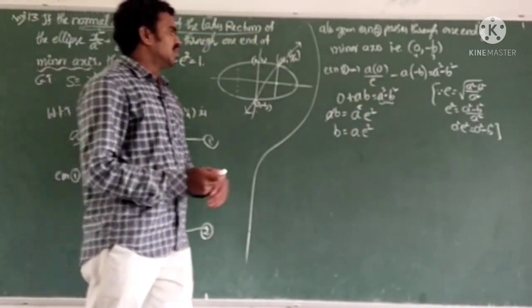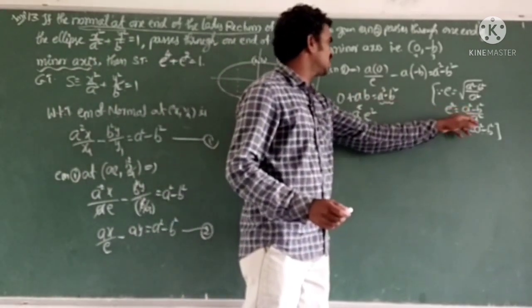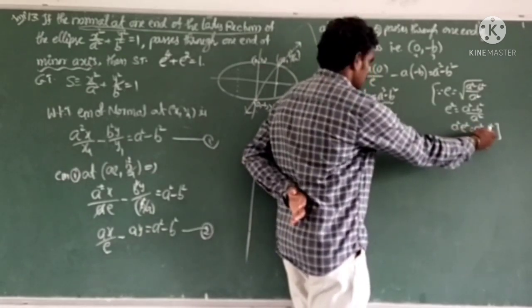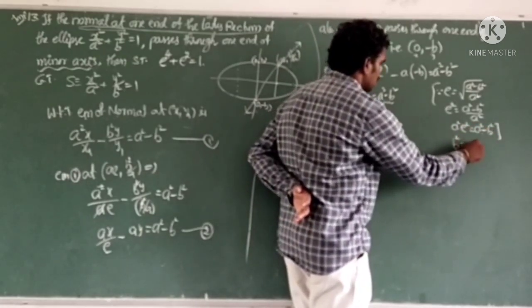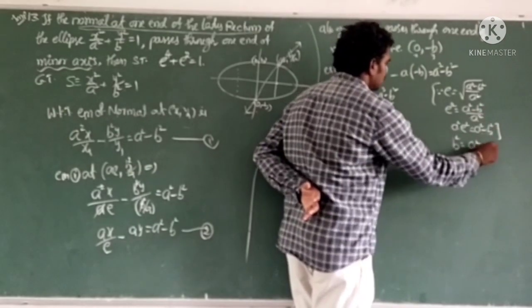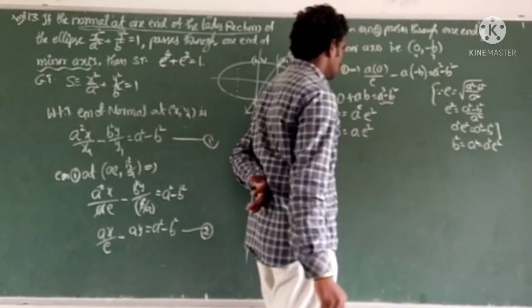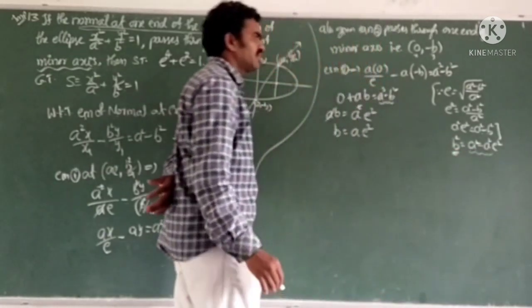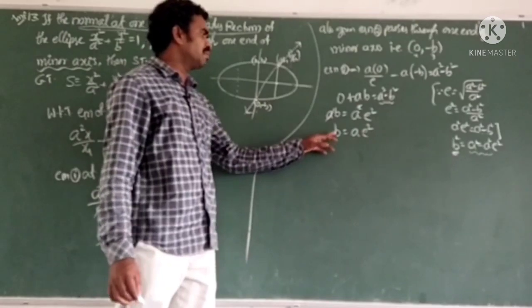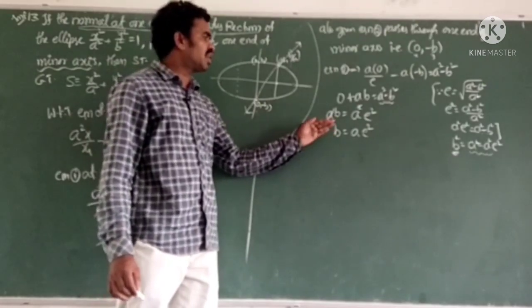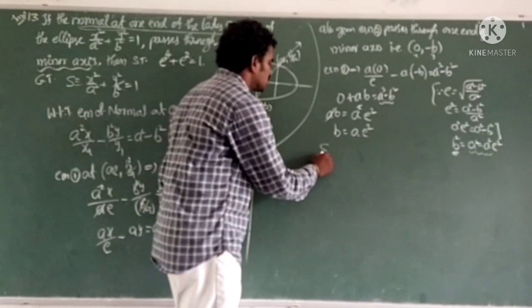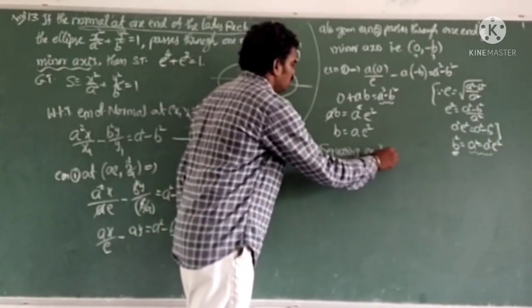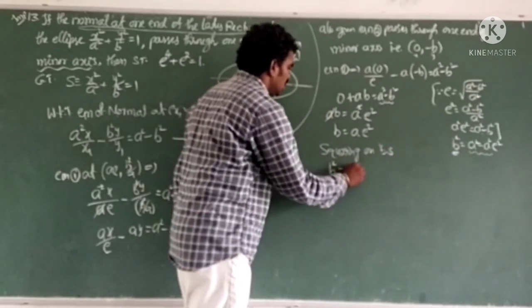And we know what is a square, what is b square. From this, b square bring to the left side, a square e square send to the right side, minus a square e square. So b square is a square minus a square e square. So here b is there, and we want b square, so squaring on both sides, then it becomes b square equal a square e square.